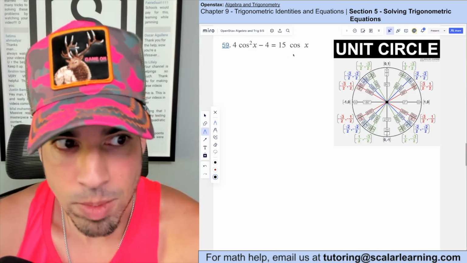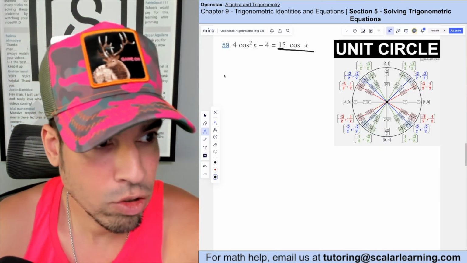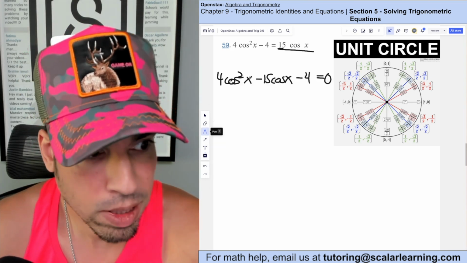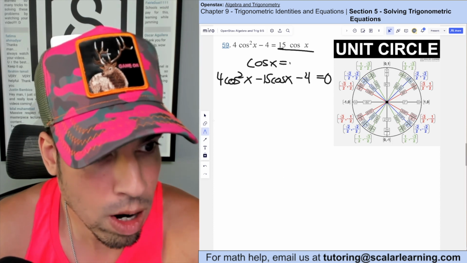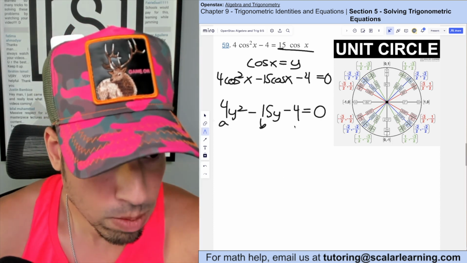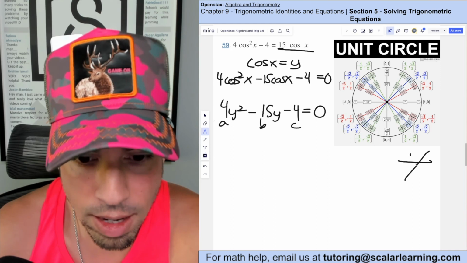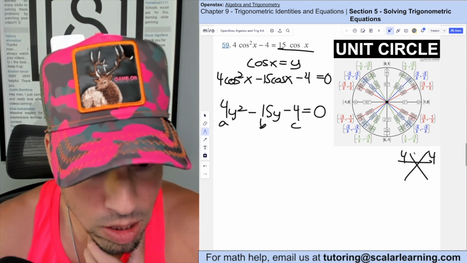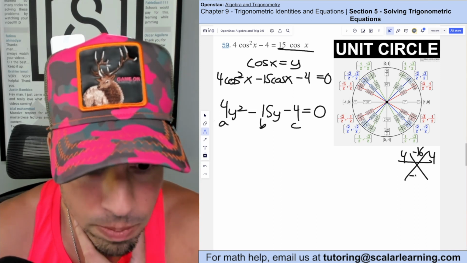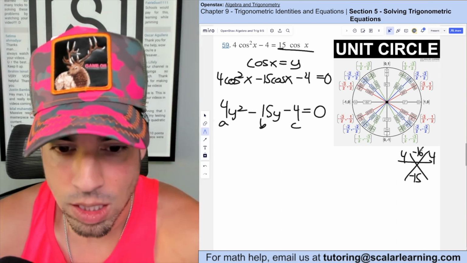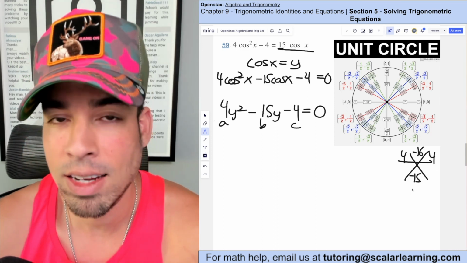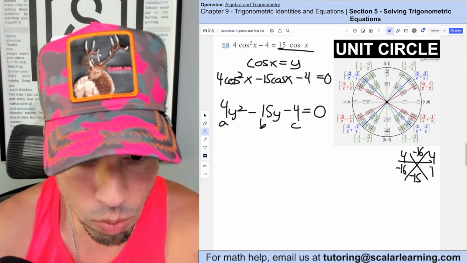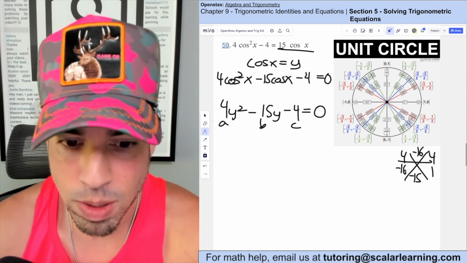Done. For this one, I'm going to start by subtracting 15 cosine x from both sides. Now, just to make it easier in terms of factoring, I'm actually going to replace cosine of x with y. And then to see if this factors, I'm going to apply the star method such that I put my a values here, the 4, a times c, which is 4 times negative 4 is negative 16, and then b down here. And then we're going to see if any 2 numbers that we can think of multiply to negative 16 and add to negative 15. That works because we can do negative 16 and positive 1. Those add to negative 15, multiply to negative 16.